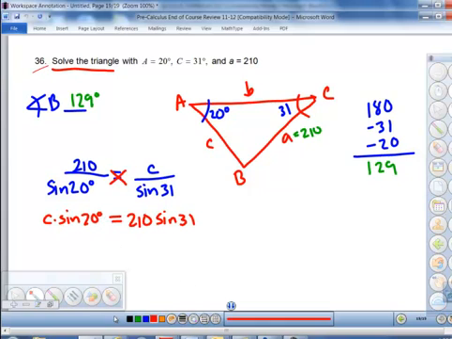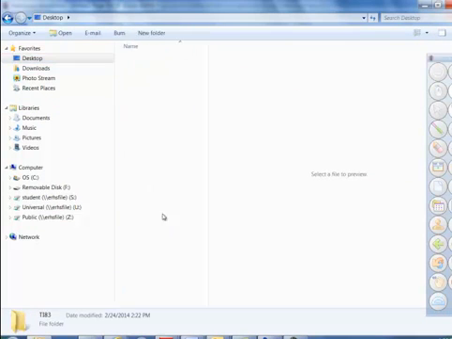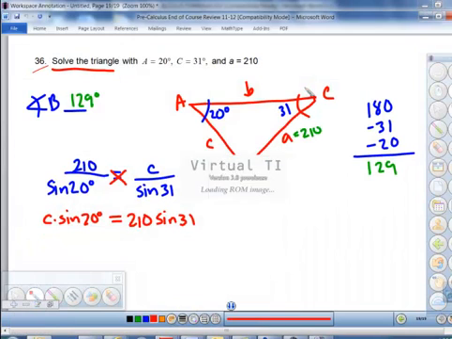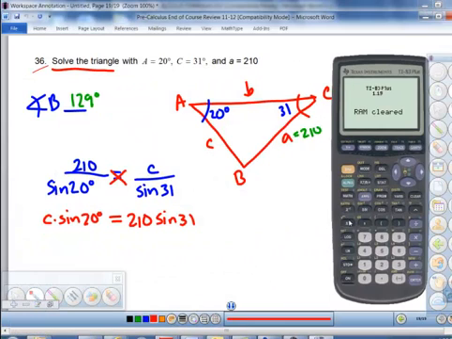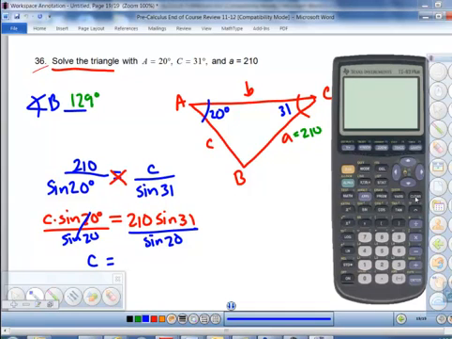All right, so I need a calculator ready. Hold on, let me grab that desktop, and then go to calculator, and then double click on this guy. Okay. So clear this. All right, so in order to get the C by itself, I have to divide both sides by sine 20 degrees. Okay. So this is gone, and I need to know what sine C is. So I'm just going to punch that into the calculator. So up top, in my fraction, I'm going to put it in parentheses. I have 210 times sine of 31 degrees. That's up top, divided by sine of 20 degrees.